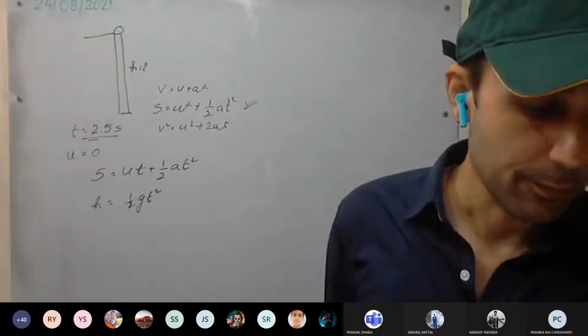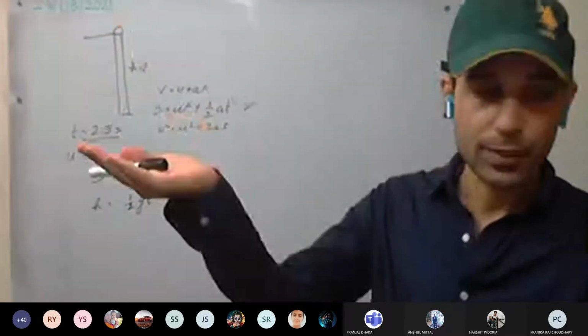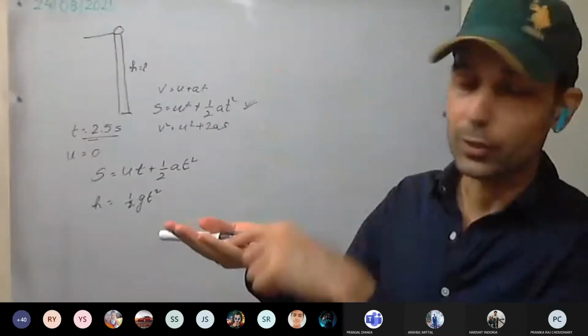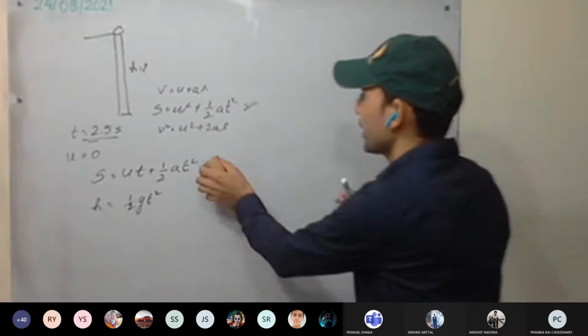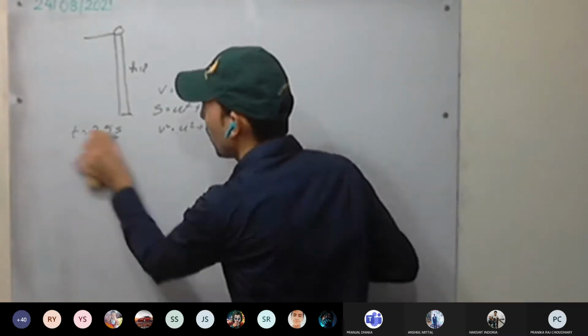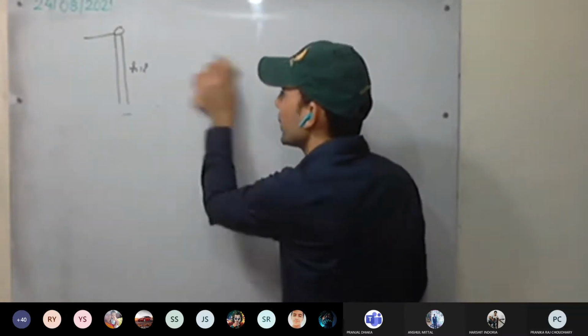The ball is thrown vertically upward. Now the ball is thrown vertically upward, so initial velocity we have provided to it. At the highest point, what will be the velocity of the ball? 0. At the highest point, 0.